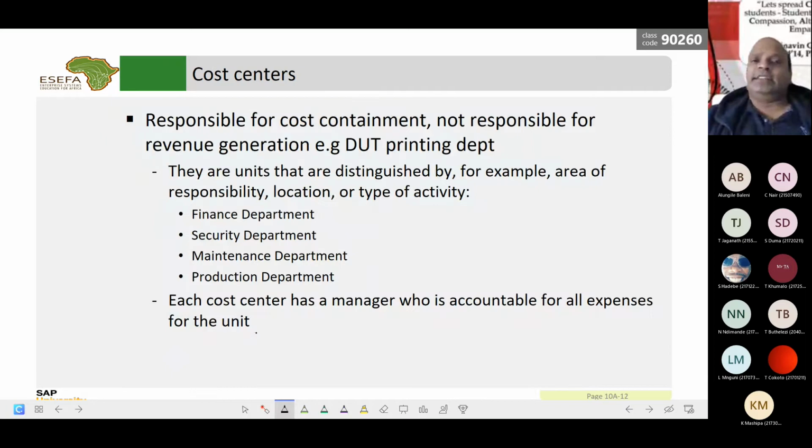Here's this thing about cost centers that I was talking about. The cost center is responsible for cost containment. It's not responsible for revenue generation. However, the cost center is in effect enabling revenue generation. Let's say, for instance, at DUT, we have the printing department. Now I can go and use the cost center to print my exam papers. I can print out worksheets and handouts for you, and all of this would enable me to be a successful teacher and will enable you to write the exam and pass the exam.